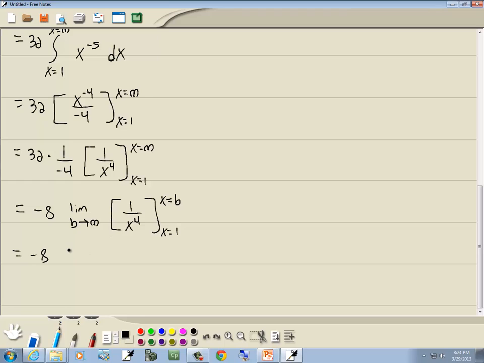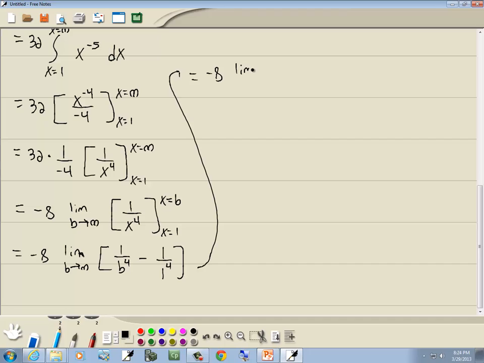So we'll do this. We've got the limit as b goes to infinity, and then we'll plug the b in for the x. So we get 1 over b to the 4th minus 1 over 1 to the 4th. Again, we're plugging in the 1 there. I better continue it up here, which gives us negative 8 times the limit as b goes to infinity of 1 over b to the 4th minus 1 to the 4th is 1. 1 divided by 1 is 1.